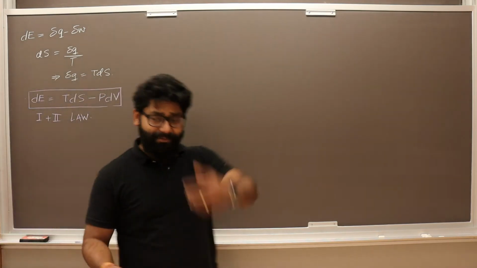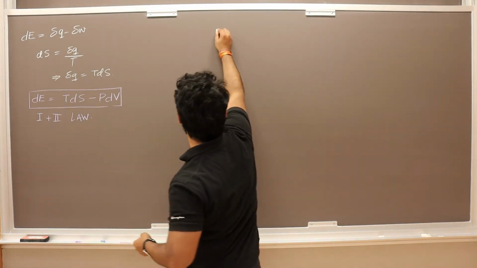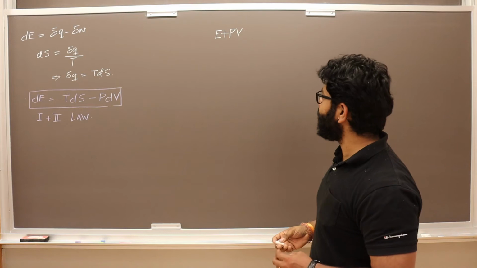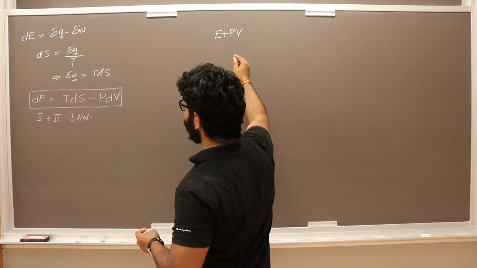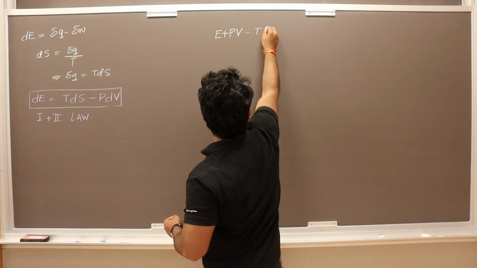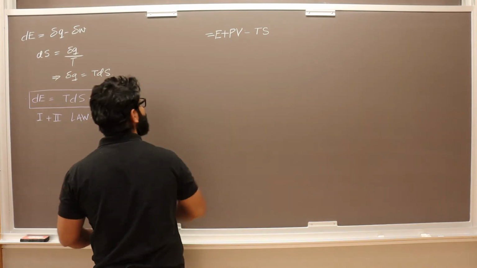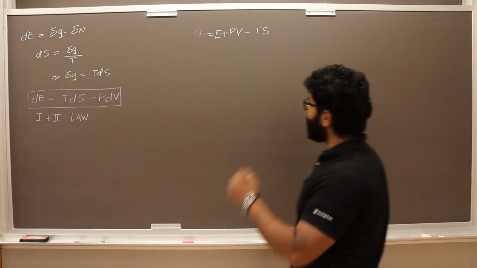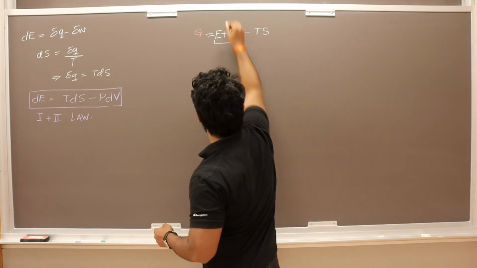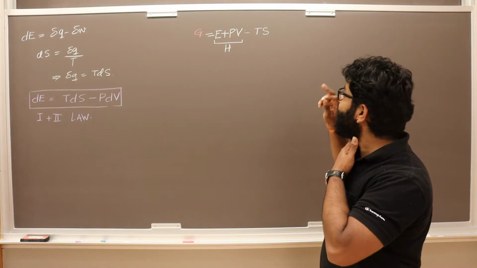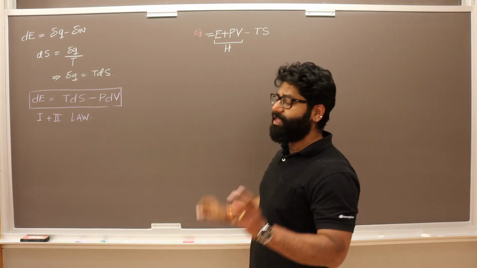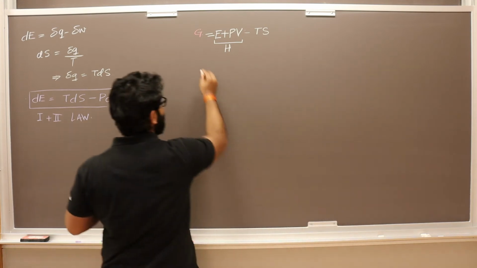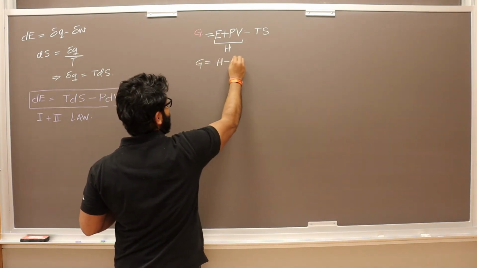All right, so now like we defined the quantity H, which was basically E plus PV previously. Now let's define another quantity, which is E plus PV minus TS. Now this is the Gibbs free energy. Why did we do this? We did this for a good reason, because E plus PV is basically enthalpy. So here we combined two very important variables in thermodynamics: the enthalpy and the entropy. That is the reason we are coming up with this fascinating equation, okay?